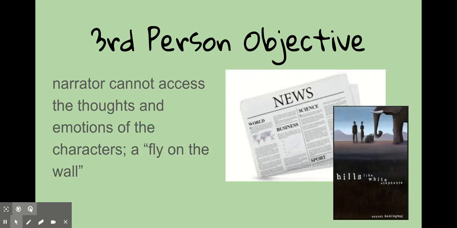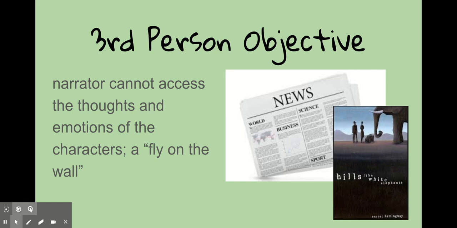A third person objective narrator is one that doesn't give us any thoughts or feelings. They simply state what they see. It's kind of like being a fly on the wall, just seeing, hearing, repeating back to us what they're seeing and hearing. You see this more in newspaper articles when they're reporting the news.